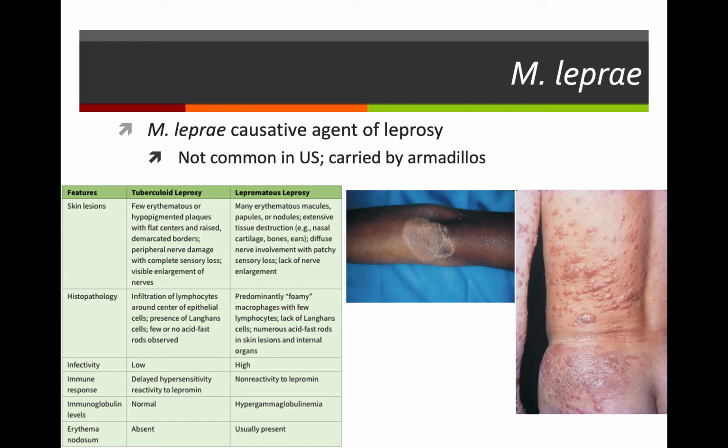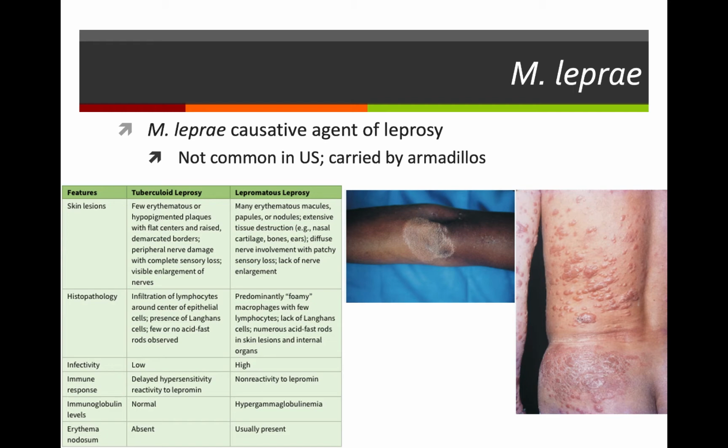There are two different forms of leprosy, and it really depends on the host's immune status which manifestation of disease they would have. The table on the left shows the two different types of leprosy: tuberculoid leprosy and lepromatous leprosy. Tuberculoid leprosy could almost be considered the more minor form of leprosy. There are few lesions. There is going to be some nerve damage. There's going to be enlargement of nerves.